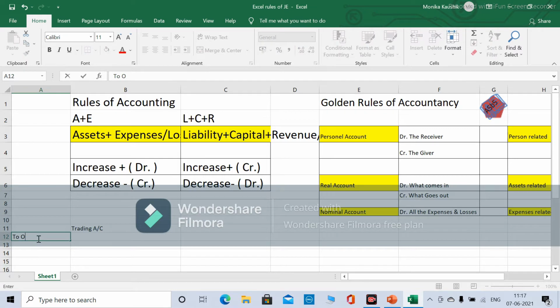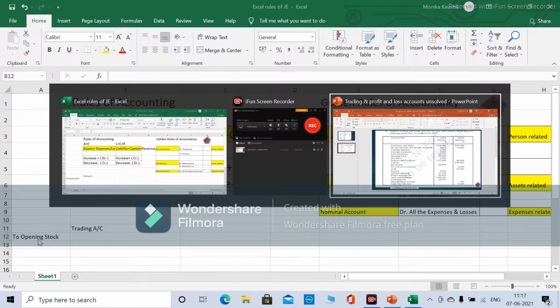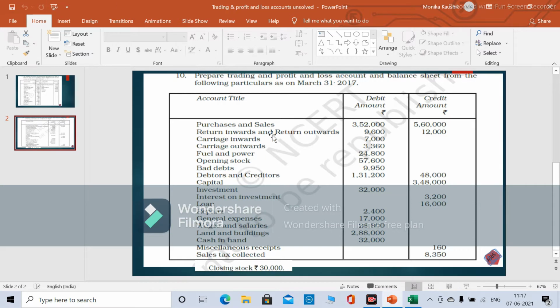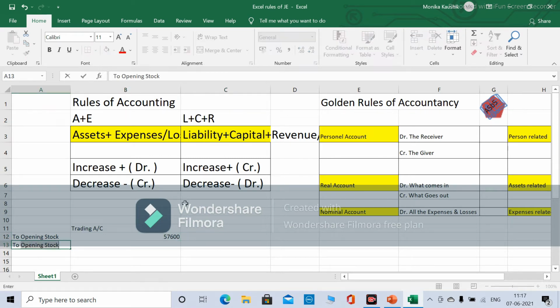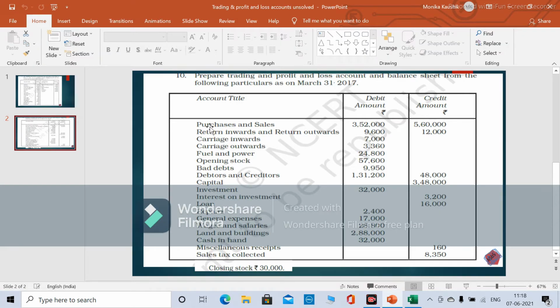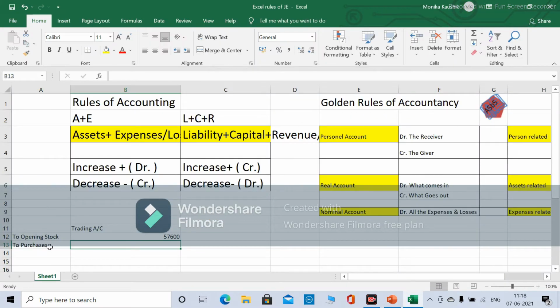Here, first of all, I'll have to write down the opening stock. Let's check. Where is it? Purchase. So it has two more things to understand. Opening stock 57,600. Now purchases. In trading account, these are the common terms, so you can find them out. Purchases is the debit balance 3,52,000.